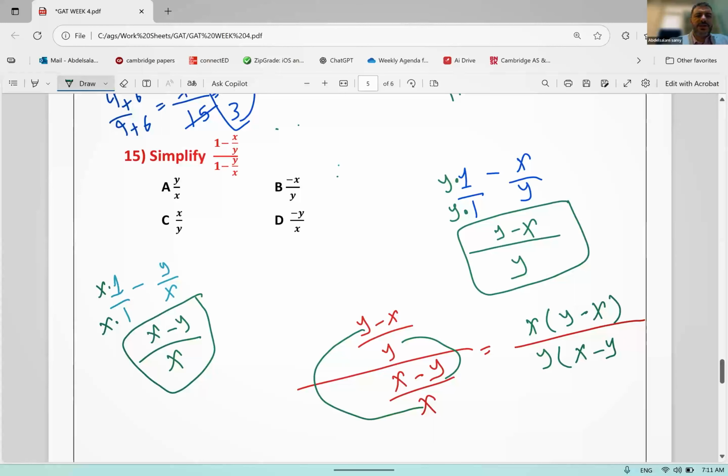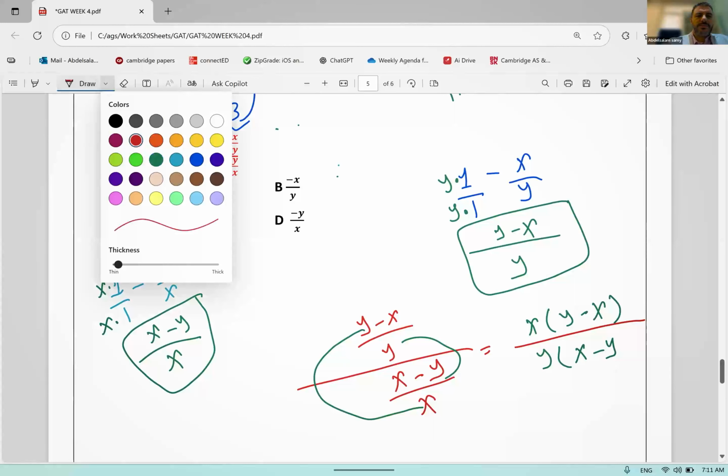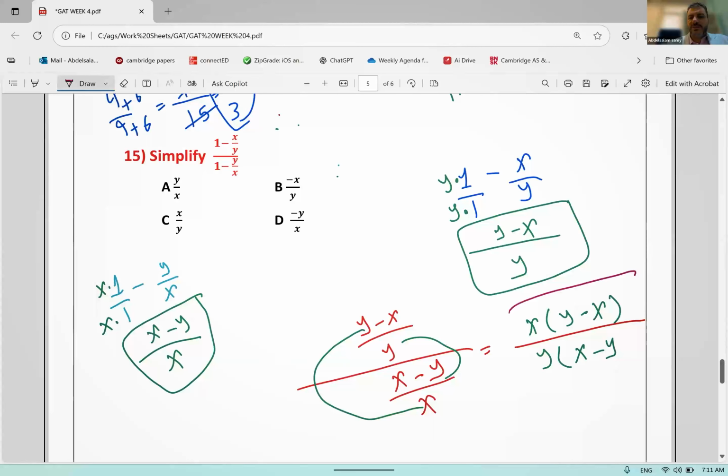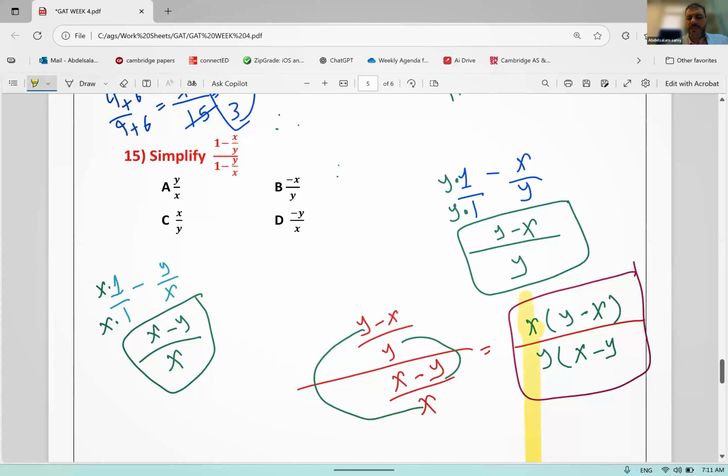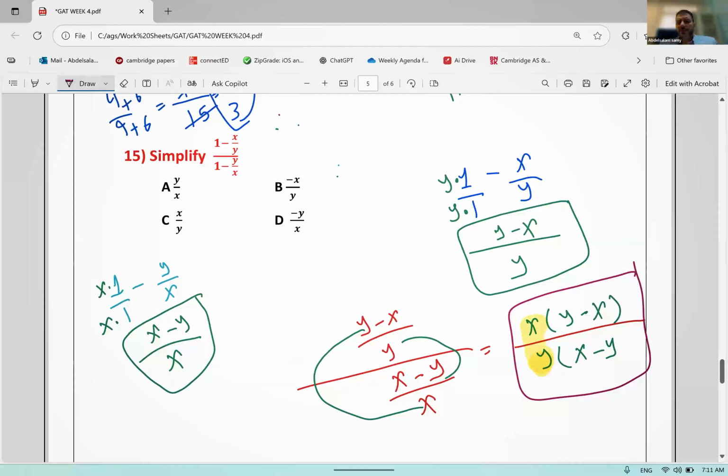Please give me your full attention here. From this fraction, I have x over y. Do you see? x over y. So I'm sure that I can eliminate any fraction which is not x over y. Here y over x, no. Negative y over x, I'm sure 100% both of them are incorrect.